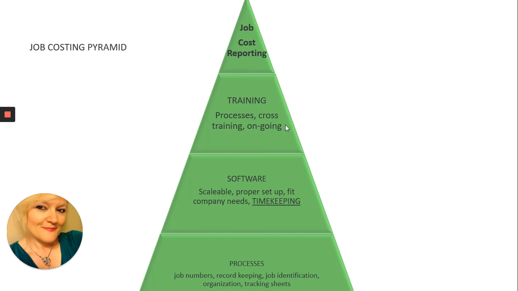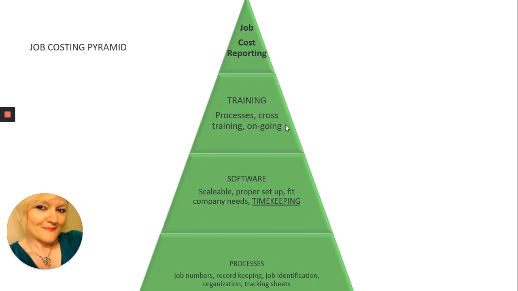The bottom of the pyramid, I think, is processes. Before we even get into software, if you don't have a good process, it doesn't matter what software you're using. It's the garbage in, garbage out theory. So having job numbers, good record keeping, job identification, organization, tracking sheets, time tracking is super important. And how you do that, and that everybody's on board with it.